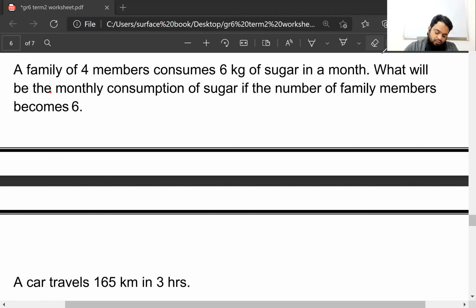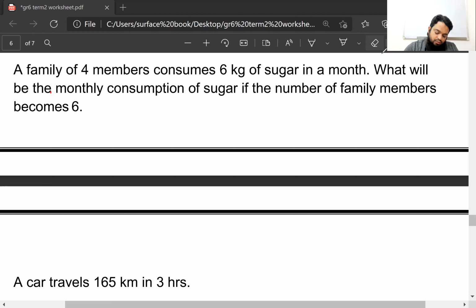For 4 members, it is 6 kg. So find out for 1 member. Understood? In order to find out for one member, the quantity is getting less. So what are we supposed to do? We have to divide. So this 6 kg divided by 4. Okay, you will get for one member. So now when you get for one member, automatically you can find it out for 6 members. What to do? Multiply. So now let us see.